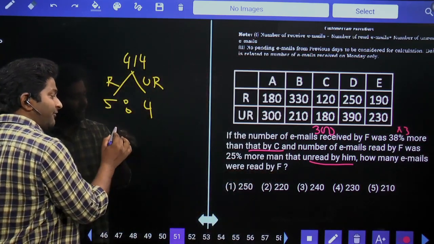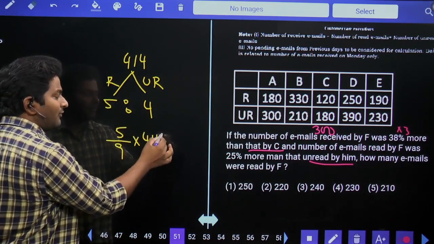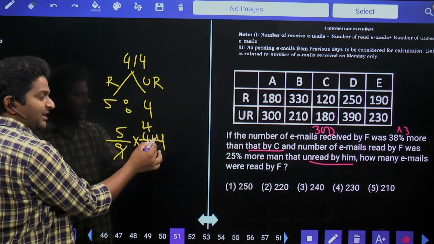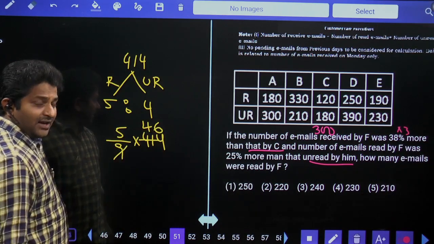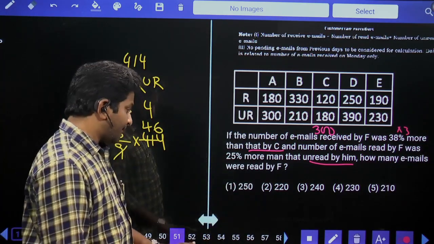Read by F, there are 5 parts out of a total of 9 parts among 414. 9 fours are 36 and then 9 sixes are 54. 46 fives are 230, which is our answer, the fourth option.